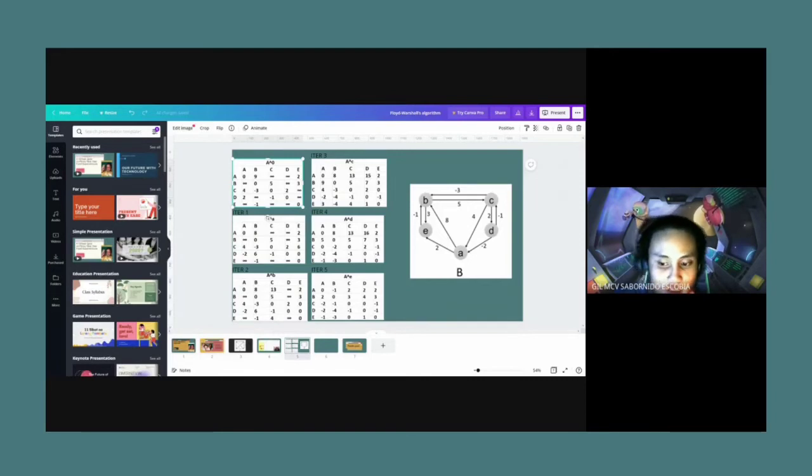We need to start from A, and it's connected with B with a weight of 9, and also E with a weight of 2. After that, we just repeat the process until the results are in the table. If a vertex is not connected with the other edges, then just don't put any number, or leave it blank.